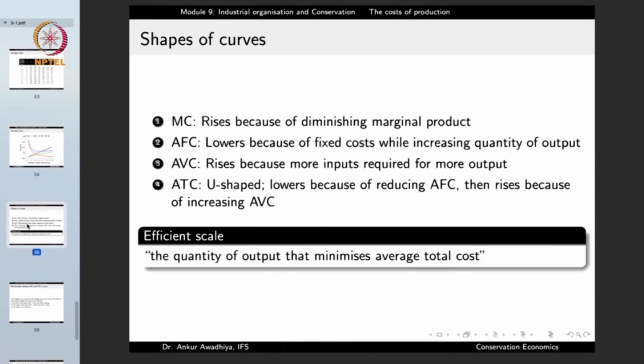So what we can see here is that the marginal cost rises because of the diminishing marginal product. The average fixed cost decreases because the fixed cost is spread over an increasing quantity of output. The average variable cost rises because more inputs are required for the output.